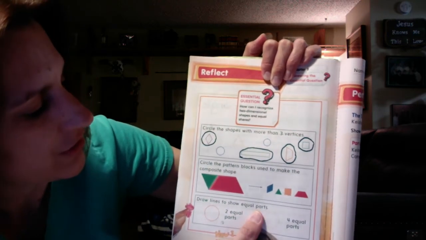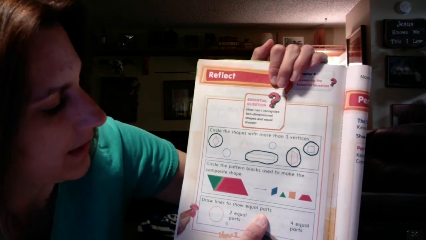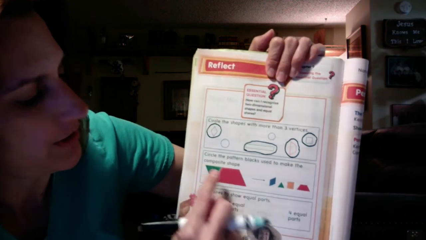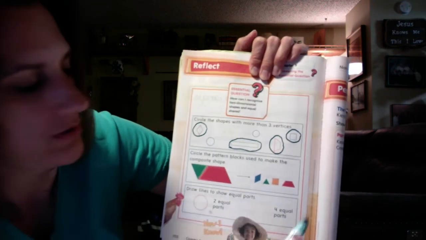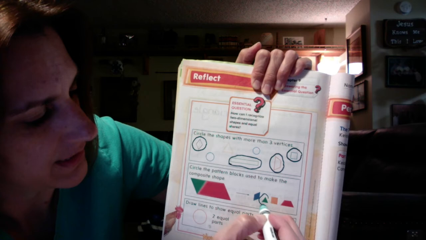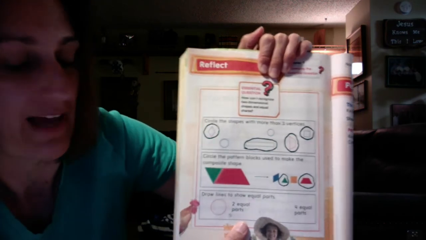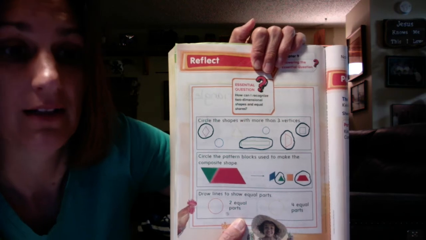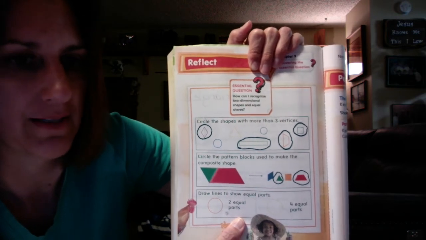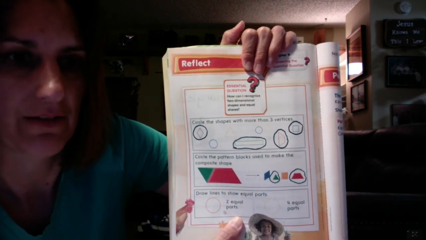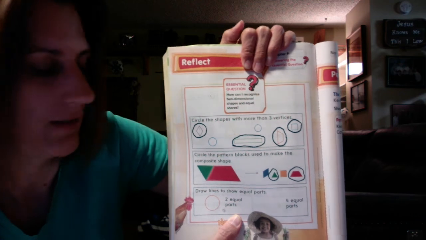All right, here it says circle the pattern blocks used to make the composite shape. So which 2 shapes were used? We can see pretty easily that the triangle was used and the trapezoid was used. And that made a parallelogram, which we've talked a little bit about, not quite as much as a rhombus. But it's the rectangle that's kind of stretched out and slanted, which is the parallelogram.